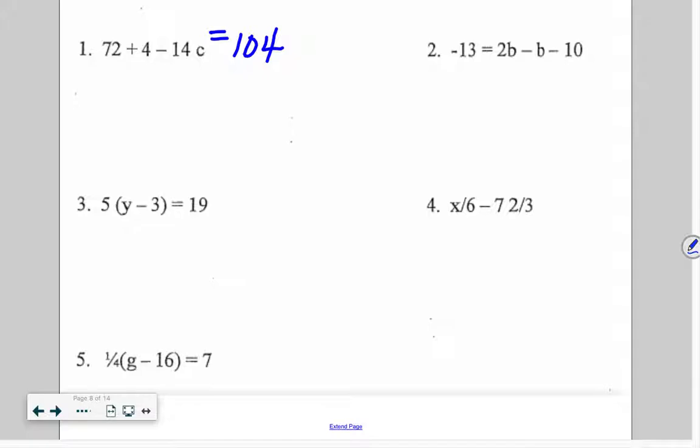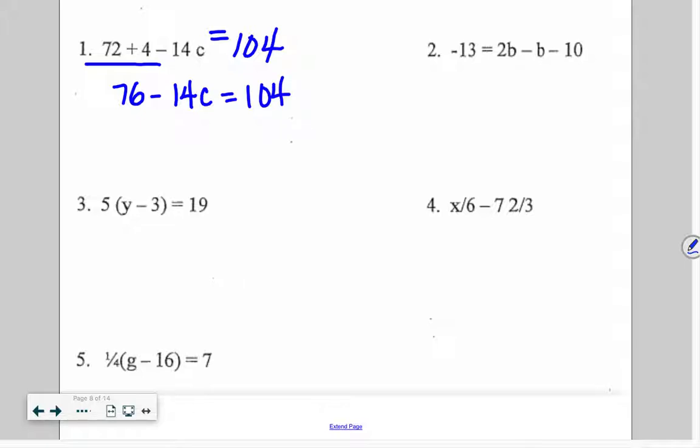Do we have fractions or decimals to get rid of? Do we have the distributive property to do? Okay, what can we do? Combine like terms. So I want to take those two constants, 72 plus 4, and combine those. What is 72 plus 4? 76. Bring down the minus 14c, and the equals 104.